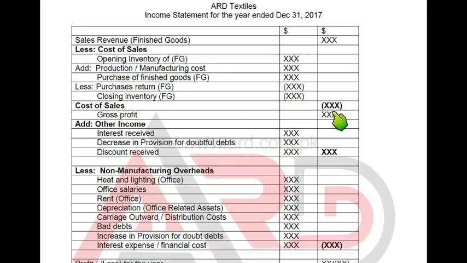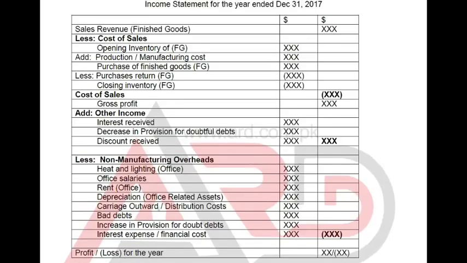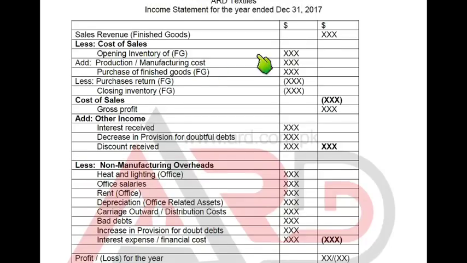One thing that is new, that does not come in the regular income statement of a sole trader, is production or manufacturing cost. Where will this production or manufacturing cost arise? We will already be calculating it in the first part, and then in the second part we will only be writing the total of the production or manufacturing cost.